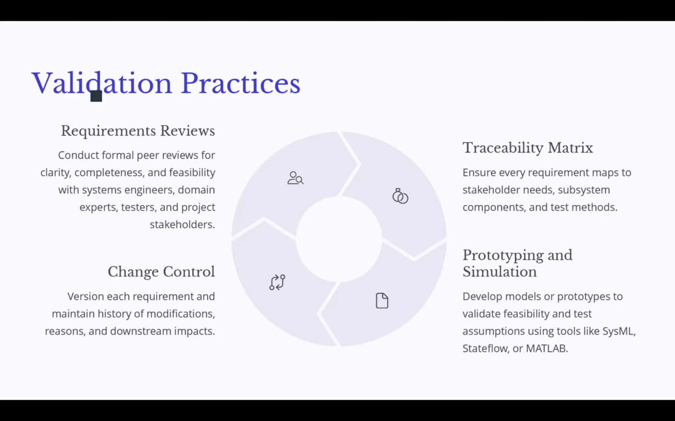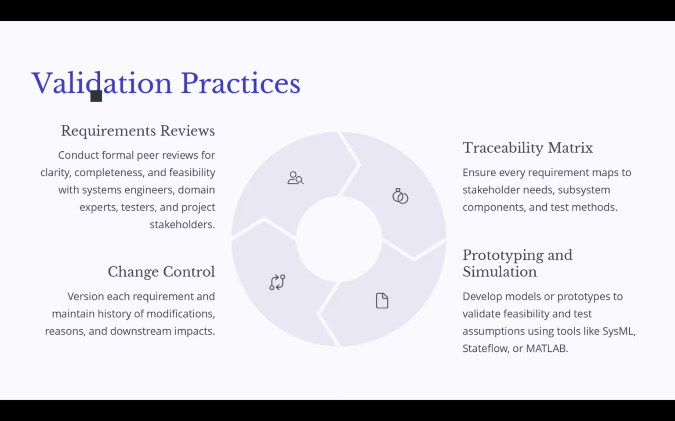Now, how we could validate? Now we write the requirement, how we could validate that we did a good job. First of all, we have to review that, conduct a formal, if possible, peer review, okay, that makes sure that there is clarity, it's complete, and it's feasible with specific domain experts, testers, and project stakeholders.